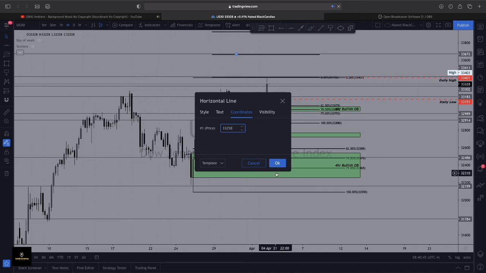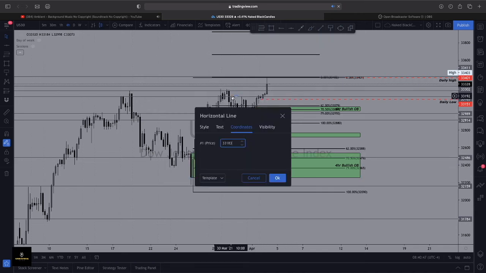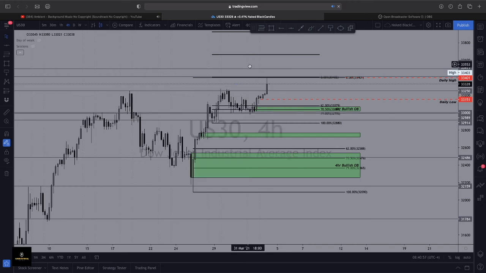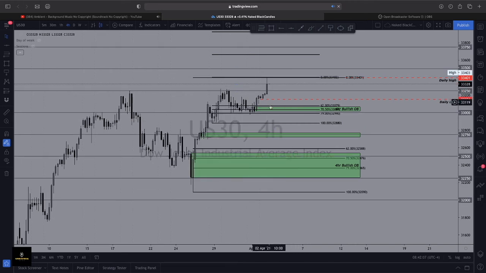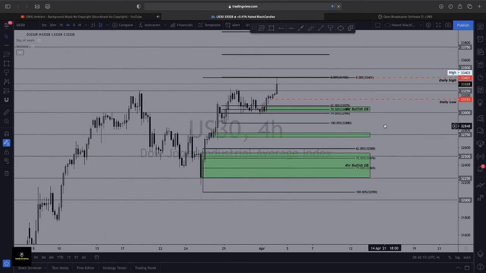And if you don't know what quarter points are, it's basically whole numbers. So 250, 500, 33,500, 33,000. Okay, then once you get all your quarter points, that's basically it.